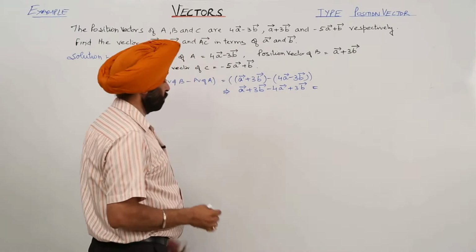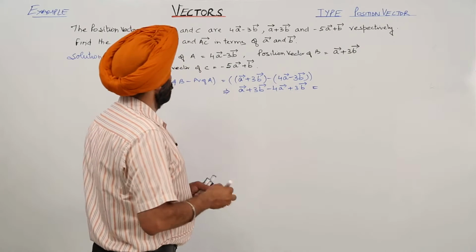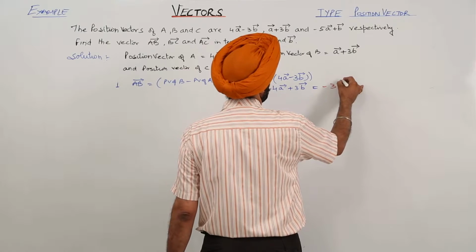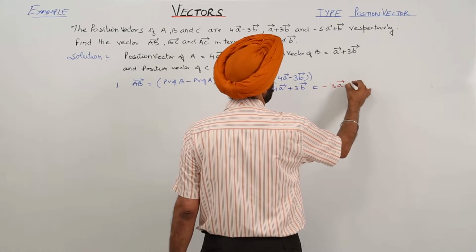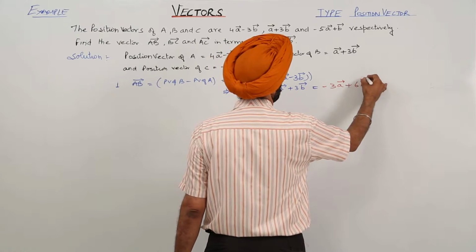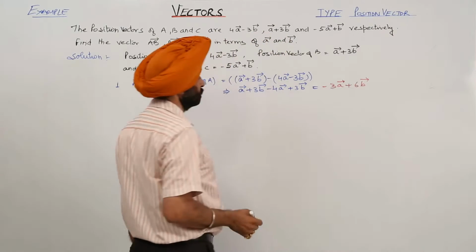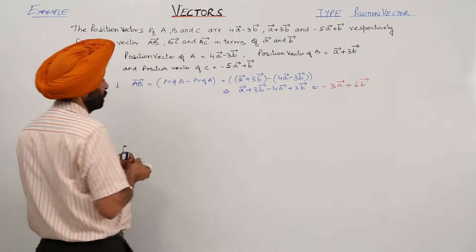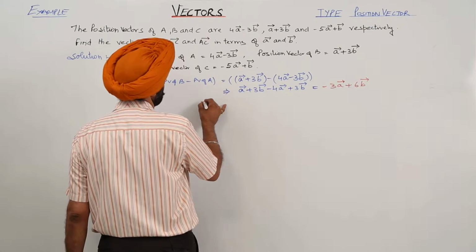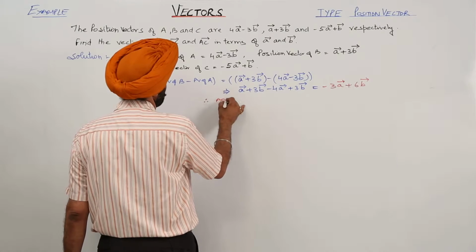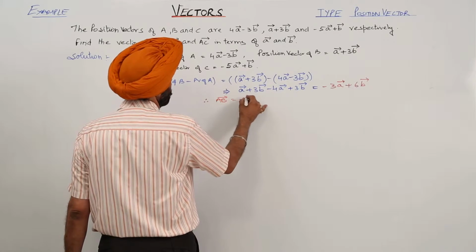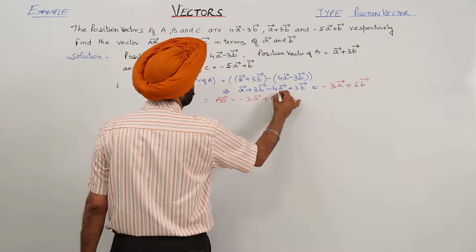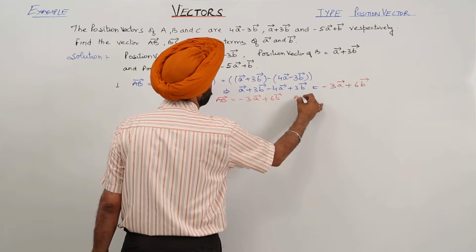this is equal to, now, negative 3 vector A plus 6 vector B. Vector AB is equal to negative 3 vector A plus 6 times vector B. Answer. This is for the first part.